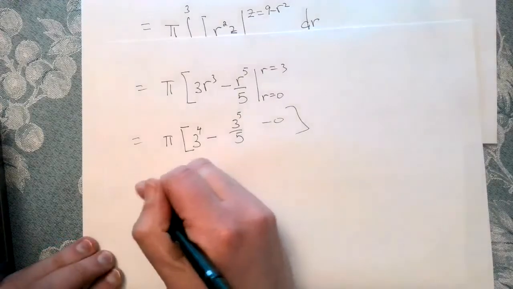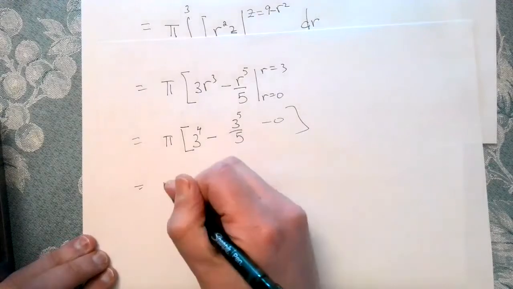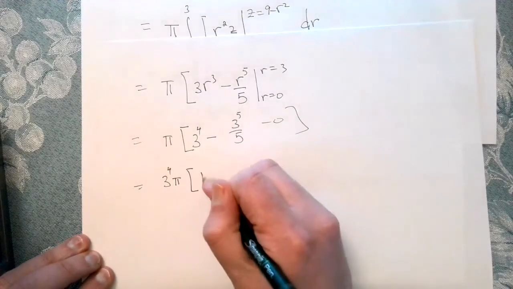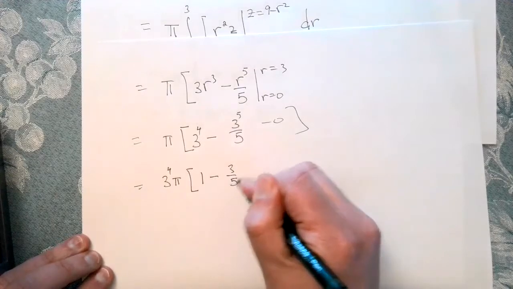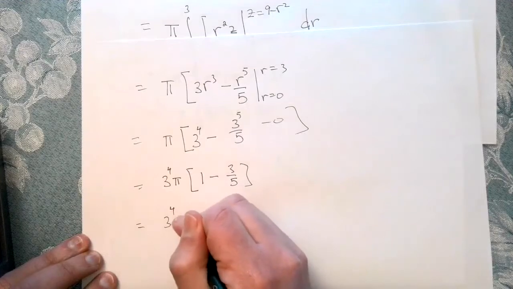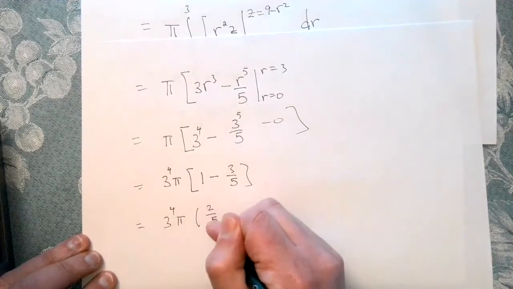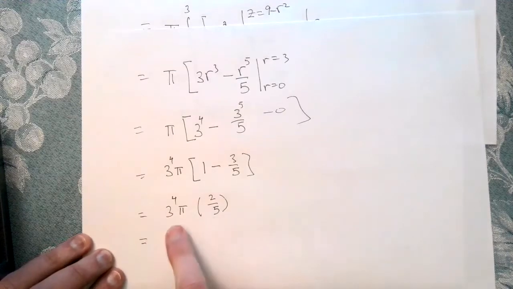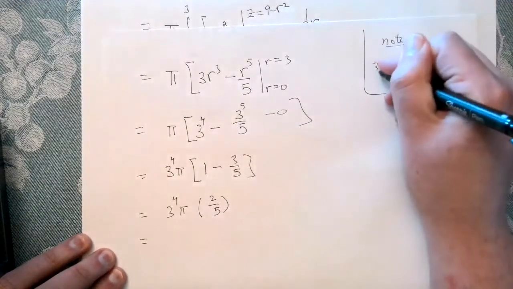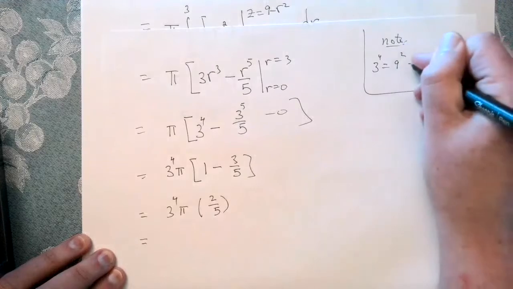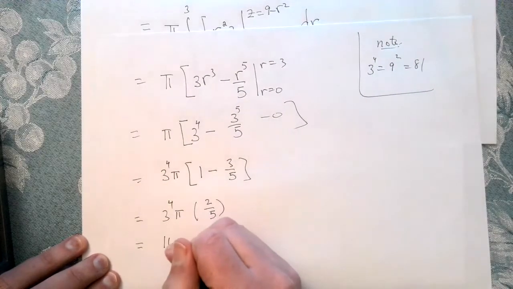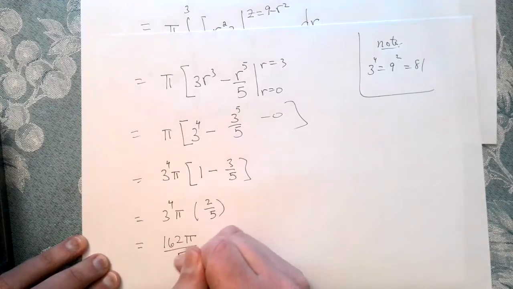But notice this allows me to factor. I can actually factor out a 3 to the 4th. And if I factor out a 3 to the 4th, I'm left with 1 minus 3/5, and 1 minus 3/5 is just 2/5. So what do I have? Well, 3 to the 4th, let's note, is the same thing as 9 squared. So that's 81. So that's 81 times 2, which is 162 pi over 5.